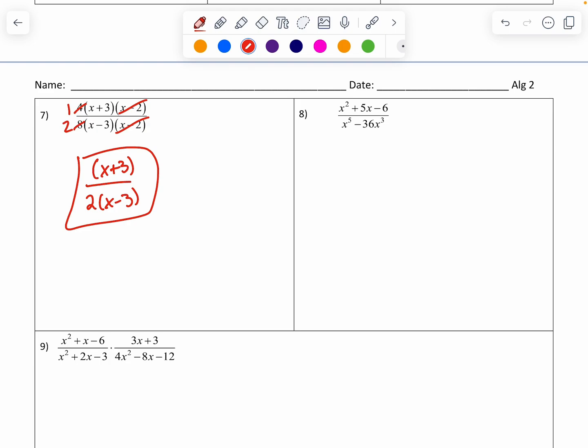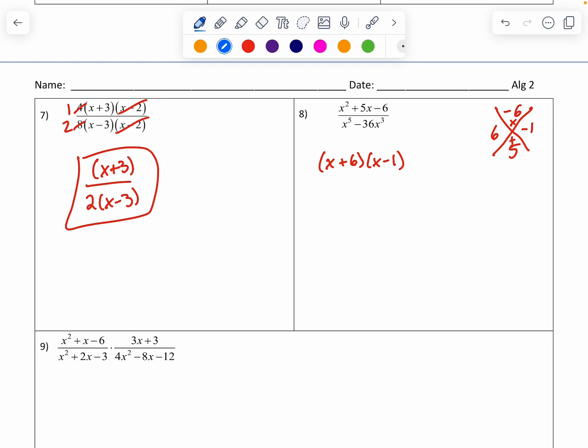Okay, number 8, I see no parentheses, and I have to factor it in order to cancel things out. So I see 3 terms on the top, so I'm going to try out the x. So I'm looking for 2 terms that multiply to -6 and add to 5. So 6 and -1 would work. So the top turns into x plus 6, x minus 1.